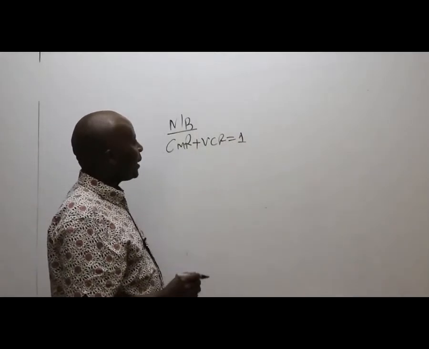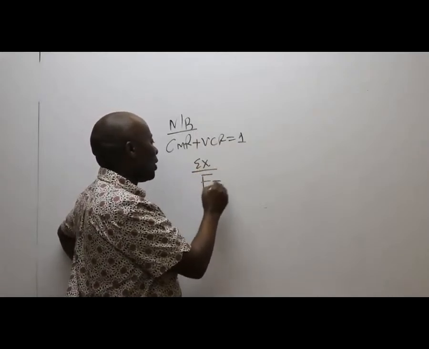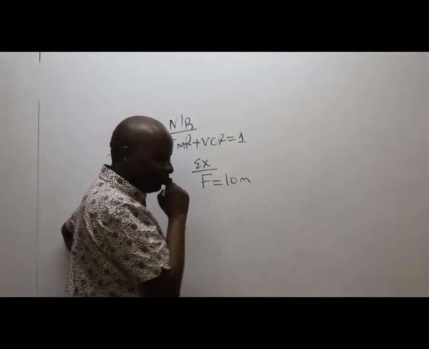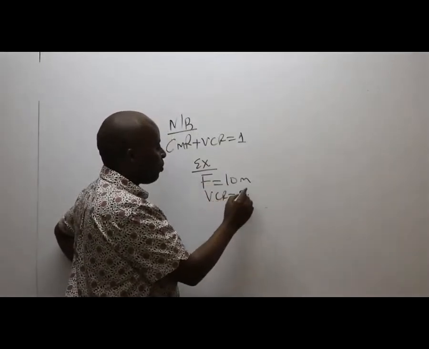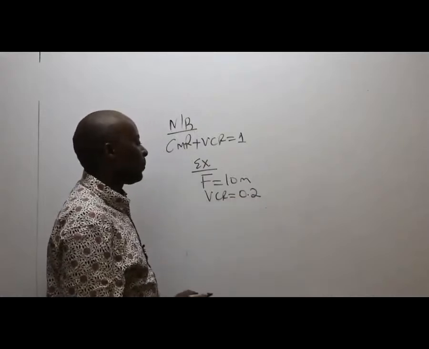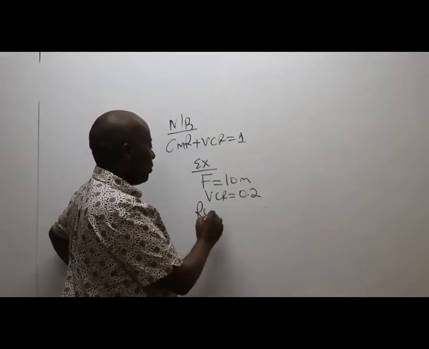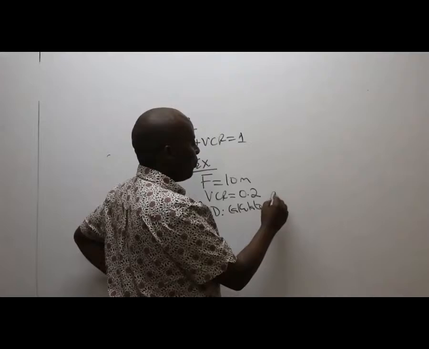So what will happen is this. The examiner will come and give you an example. He'll tell you that the fixed cost is 10 million. He'll come and tell you that VCR is 0.2, and then you'll be required to calculate revenue break even.